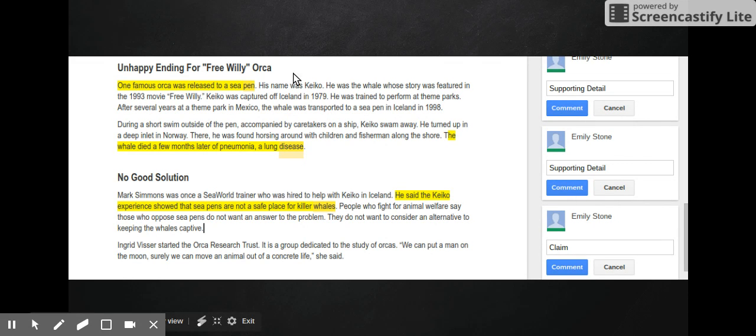So these are supporting details. They're both facts that support the opinion. And then this is one last claim where he's saying that the Kaiko experience, that's the name of the whale that died, showed that sea pens are not a safe place for killer whales. So that's the claim, and this claim is supported by these two details that showed up here. Now let's go back to our T-chart.